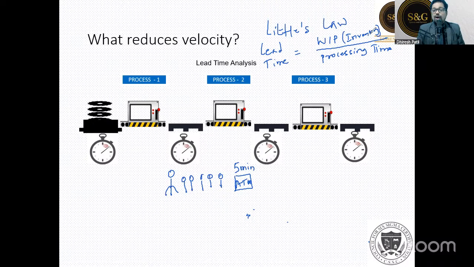So let's say WIP is 6 people. So lead time is directly proportional to WIP. So tell me, how much time will you take to take out the cash? Type in the chat box. Every person's cycle time is 5 minutes. You are the 6th person. How much time will it take for you? Type in the chat box, everybody. Very simple calculation.